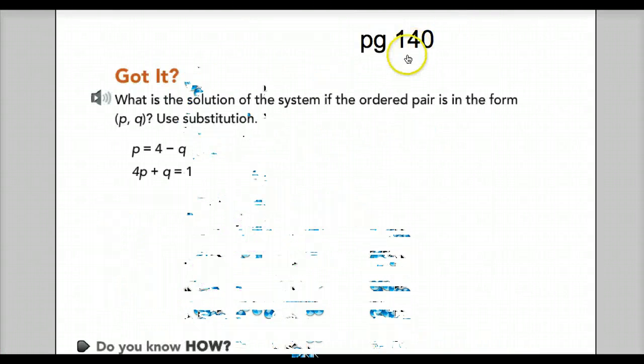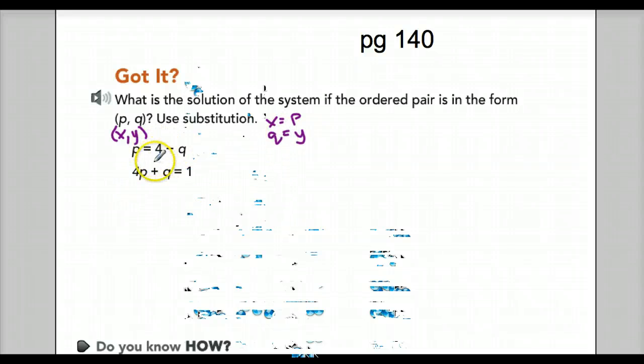Here we go. So we're now on page 140, if you flip your page over. What is the solution of the system if the ordered pair is in the form p comma q? Use substitution. Well, p comma q is the same as x comma y. So don't get confused just because they use p's and q's in this one. It's the same as x, y. So basically x equals p and q equals y. And be careful because P and Q look alike. They're just flipped around, so be careful.